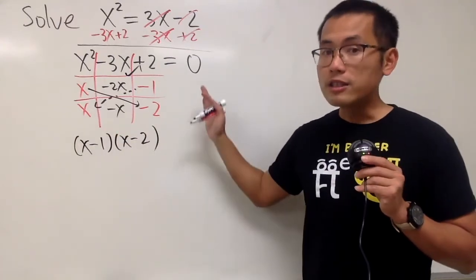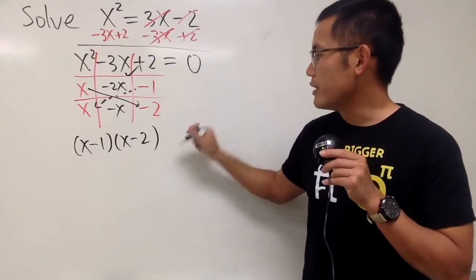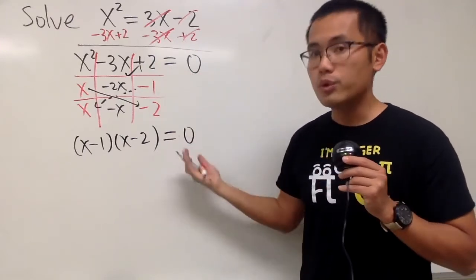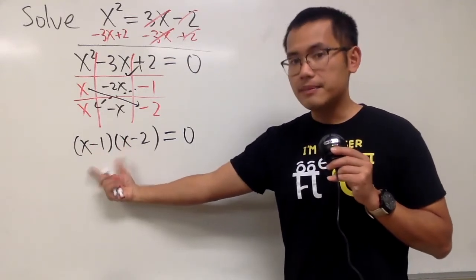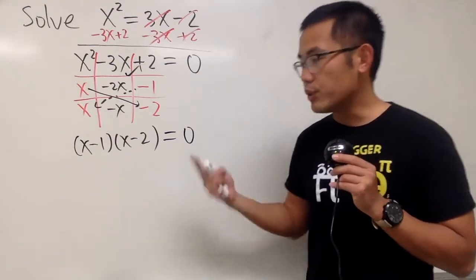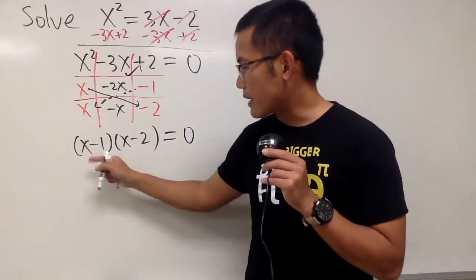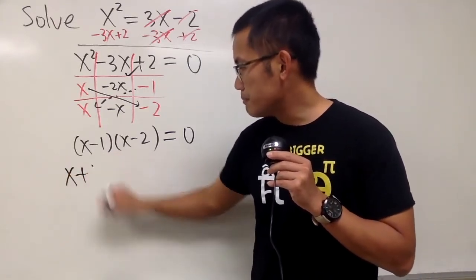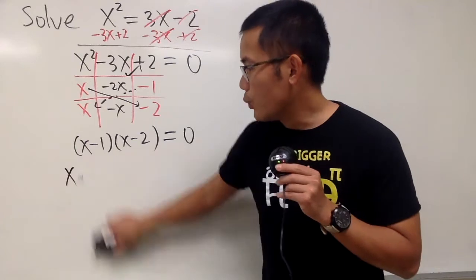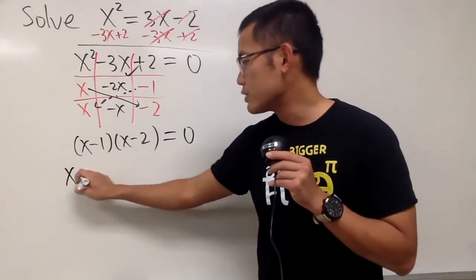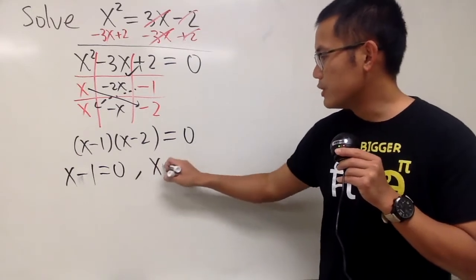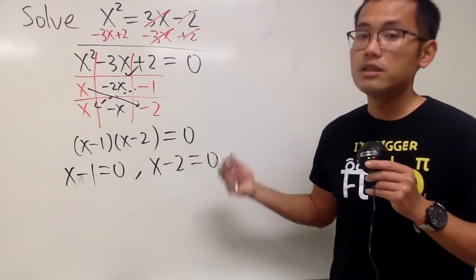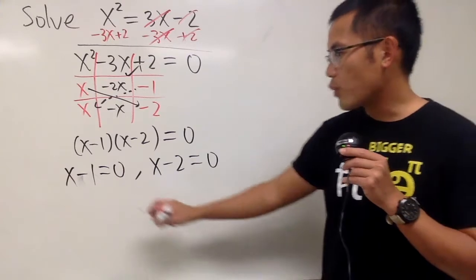However, though, we are solving an equation, so be sure you continue to have the equal to 0. And when we have a factor like this, that's equal to 0, we can have two equations. We set the first factor, namely x minus 1, to be 0. And secondly, we set the second factor, which is x minus 2. We set this to be 0 as well. And then, of course, continue.